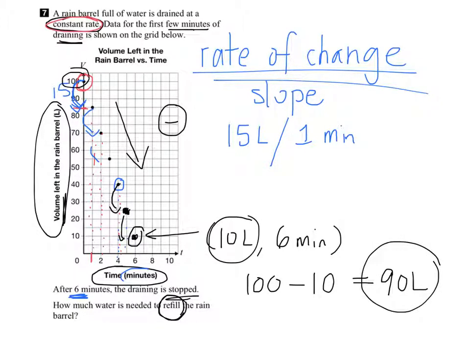So what was the answer, A, B, C, or D? So this was the multiple choice question. The answer was A, 90 liters.